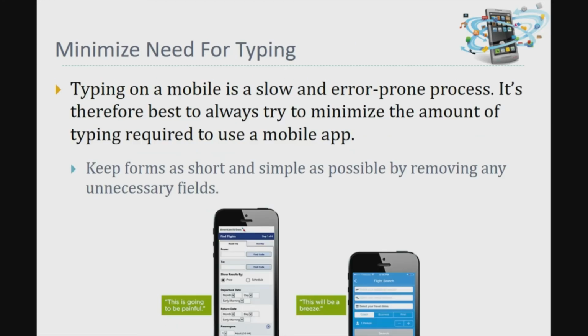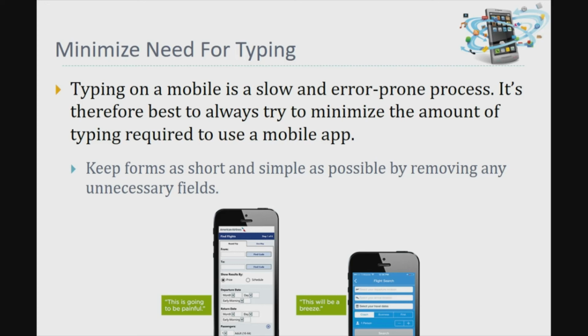Okay, the next part, minimize the need for typing. Typing on a mobile is a slow and error-prone process. Therefore it is best that we try to minimize the amount of typing required when you design the mobile application. So do not ask your user to do more typing. Supposedly they just click, tap, drag, something like that. Minimize the process of typing because of the screen on your phone.